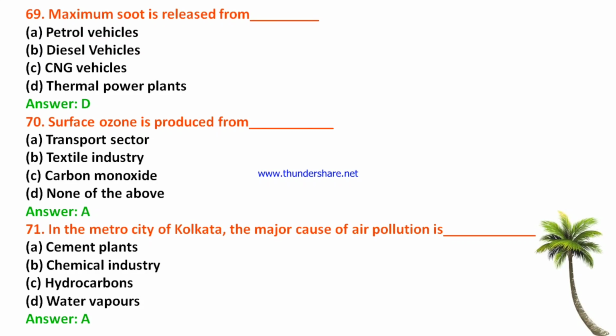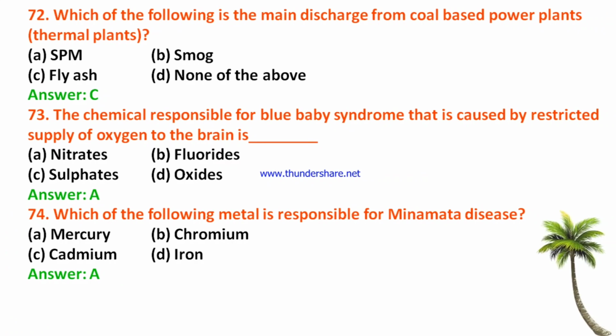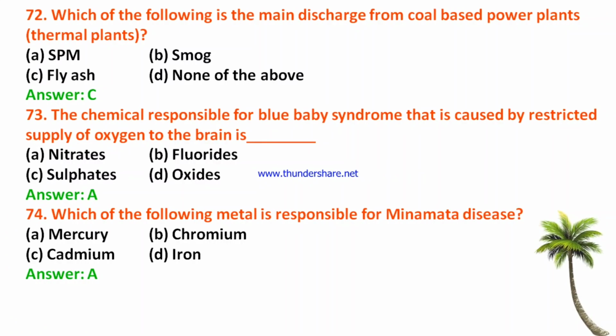Next, 71. In the metro city of Kolkata, the major cause of air pollution is cement plants, chemical industry, hydrocarbons, or water vapors. And the correct answer is cement plants. Cement plants are the main cause of air pollution in Kolkata or metro cities. Next, number 72. Which of the following is the main discharge from coal-based power plants or thermal plants? SPM, smog, fly ash, or none of the above. And the correct answer is fly ash.